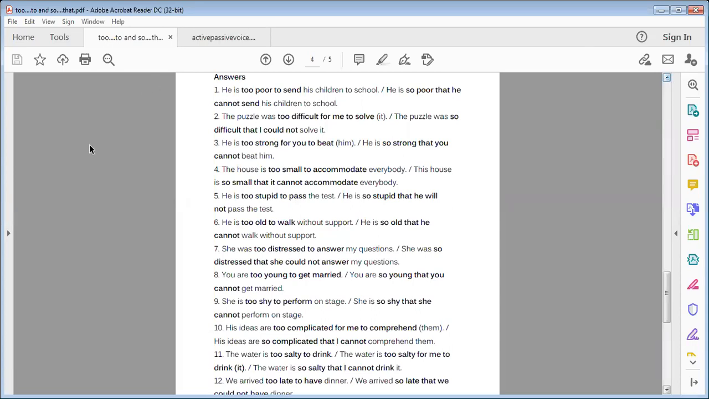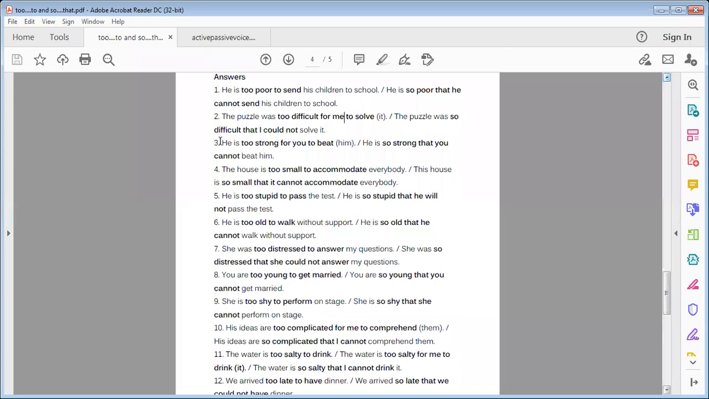He is too poor to send his children to school, or it can also be written as he is so poor that he cannot send his children to school. The puzzle was too difficult for me to solve. So see, when the sentences have separate subjects, you have to make use of this structure, for me. He is too strong for you to beat.